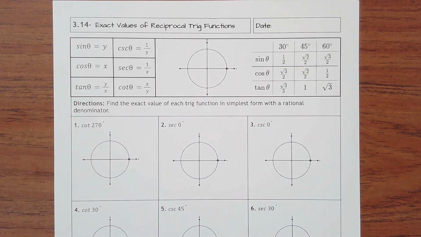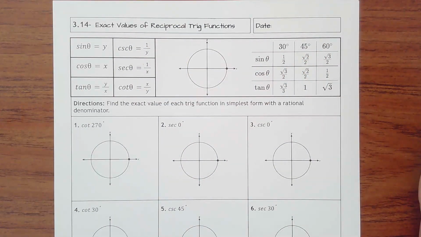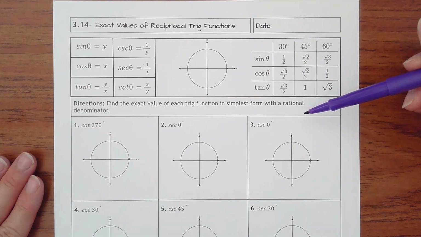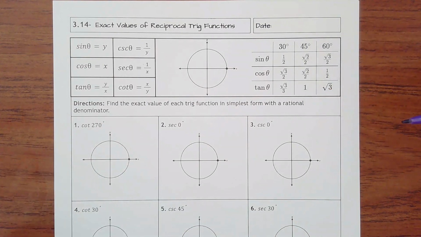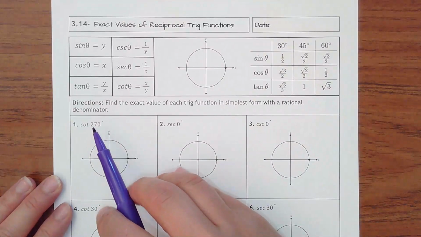Lesson 314, exact values of reciprocal trig functions. So this is going to be using cosecant, secant, and cotangent. We're still going to draw the angle and find the exact value. Know that we have to have a rational denominator, meaning no radicals or irrational numbers in the bottom of the fraction. First, we've got cotangent of 270.